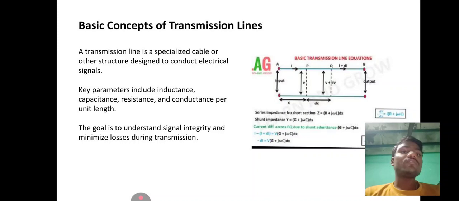Basic transmission line equations. See the derivation and diagram.